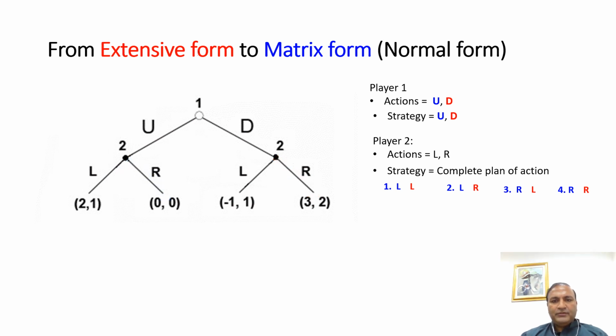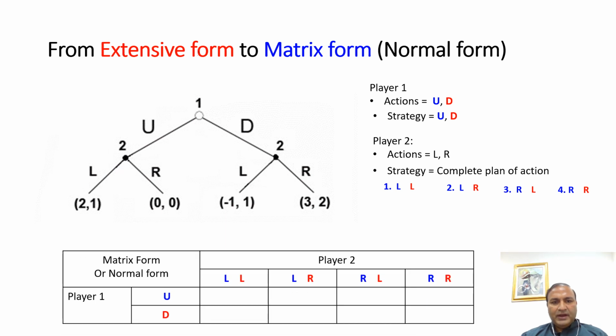And now we have to write the payoff matrix. Let us write the matrix here. As you can see, for player number 1 there are only two possibilities for the strategy, U and D. And for player number 2, we have the four possibilities, LL, LR, RL, and RR. I write them here. And now let us write the payoffs in here.